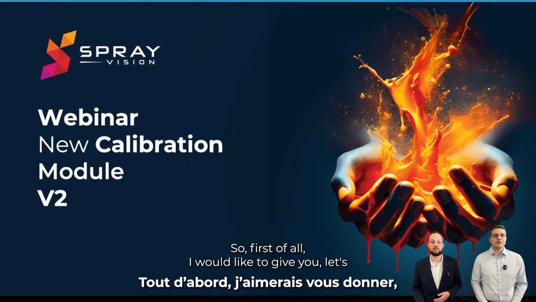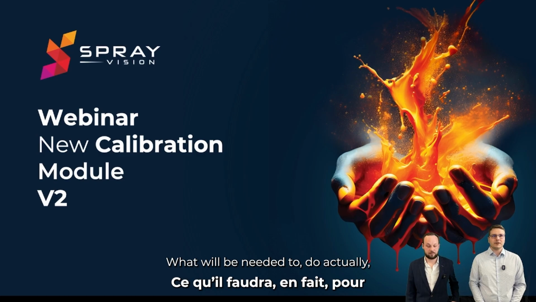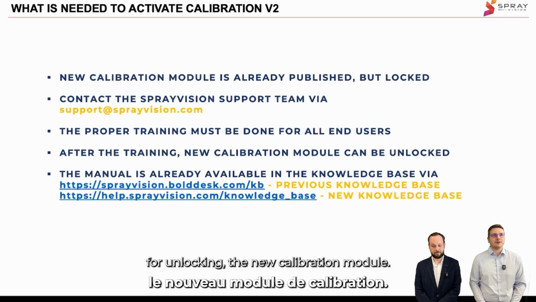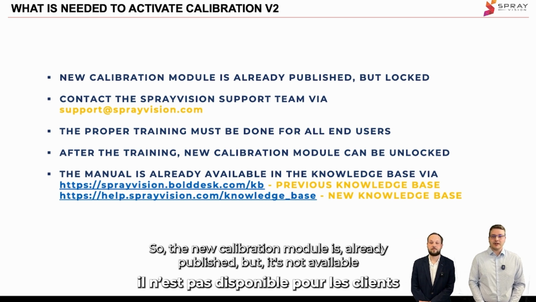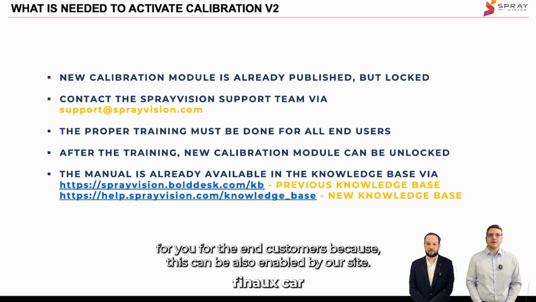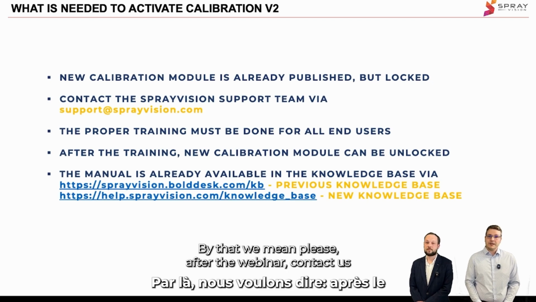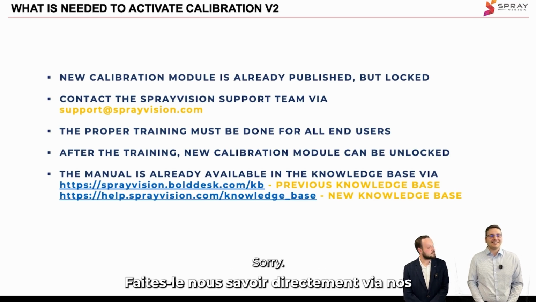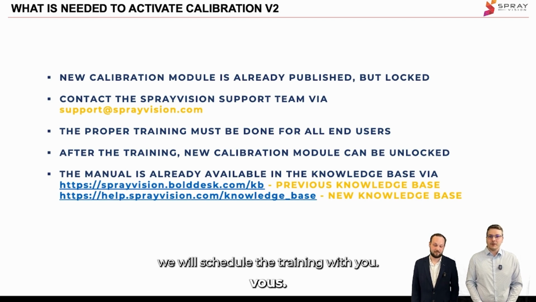Okay, great. So first of all, I would like to give you a little bit more introduction. What will actually be needed to unlock the new calibration module? The new calibration module is already published, but it's not available for you, the end customers, because it can only be enabled from our side. By that we mean, please, after the webinar, contact us via the support@sprayvision.com email, or let us know directly via our email addresses, and we will schedule the training with you.